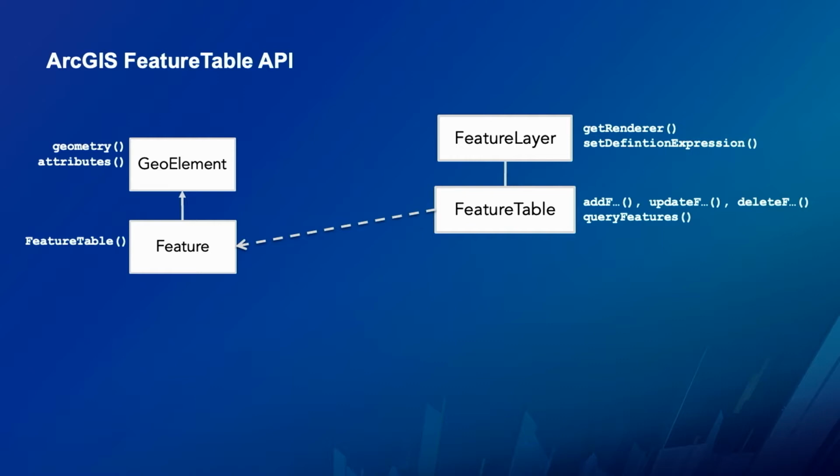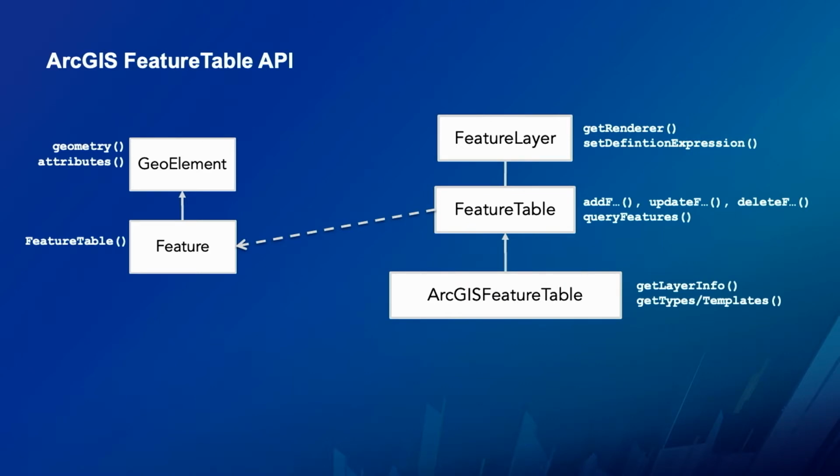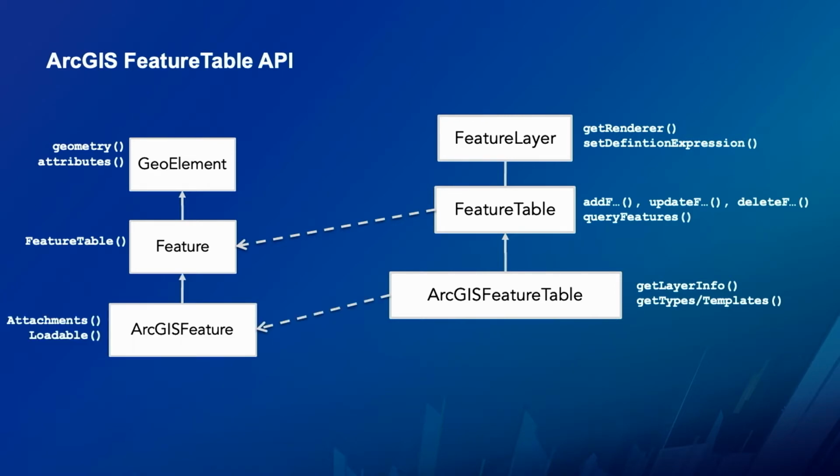So we've got a feature table that is bound to a feature layer, and then we have this ArcGIS feature table. It has a little bit of extra information which is unique to ArcGIS features. So features coming from a geopackage, they inherit directly from feature table, not from the ArcGIS feature table. Features coming from a shapefile, they inherit from feature table, not from ArcGIS feature table. But features coming from a feature service or features coming from a geodatabase, they inherit from the ArcGIS feature table, where you can get access to things like their layer info. What symbols am I going to draw the feature with, etc. What templates, what editing templates does this feature class support?